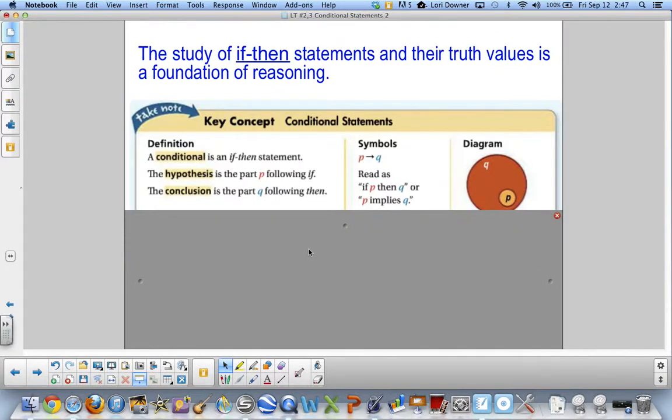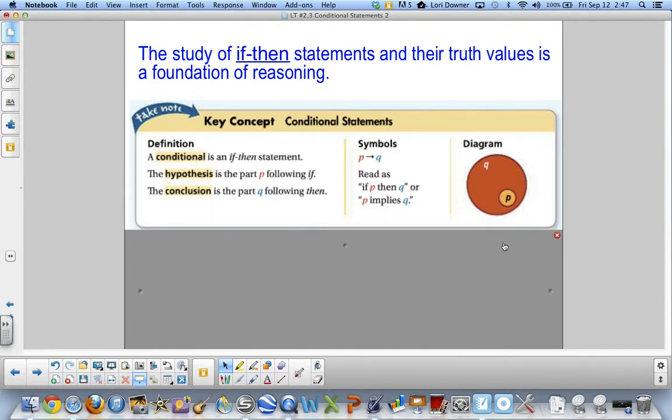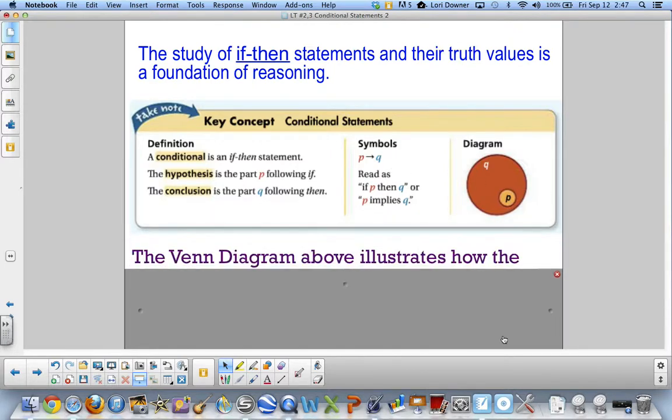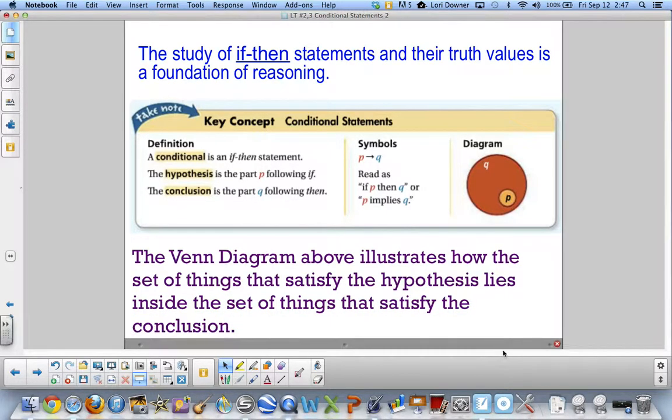The study of if-then statements and their truth values is a foundation of reasoning. So we're looking at reasoning in this unit, and we're going to look at conditional statements. An if-then statement. If P, then Q, and here's our diagram. You can add this information to your purple sheets. The Venn diagram above illustrates how the set of things that satisfy the hypothesis, being P, lies inside the subset of things that satisfy the conclusion, Q.